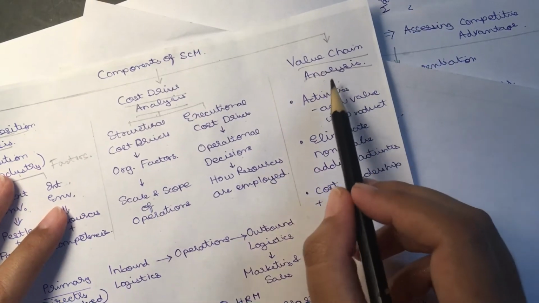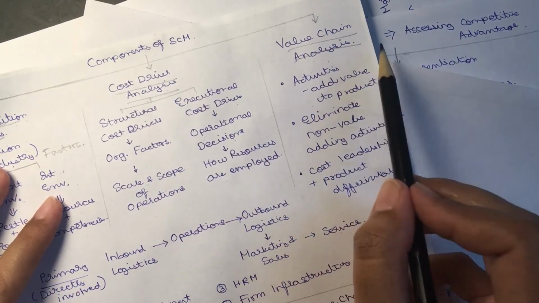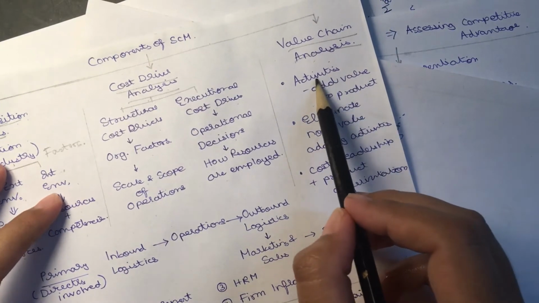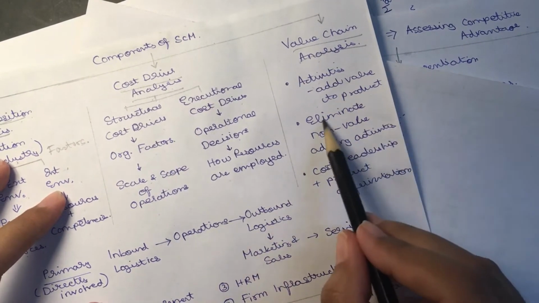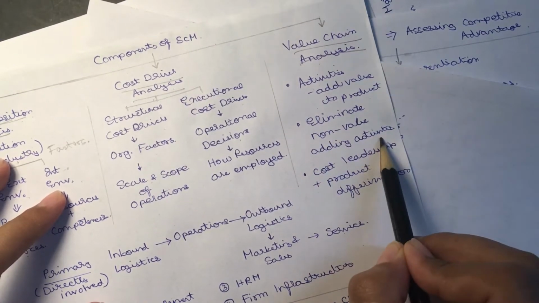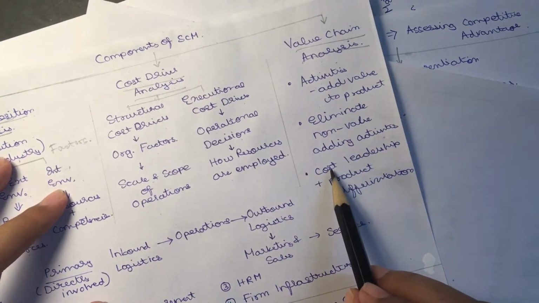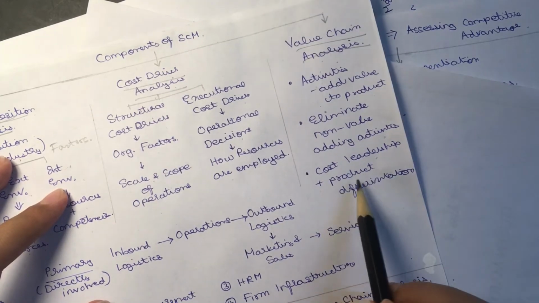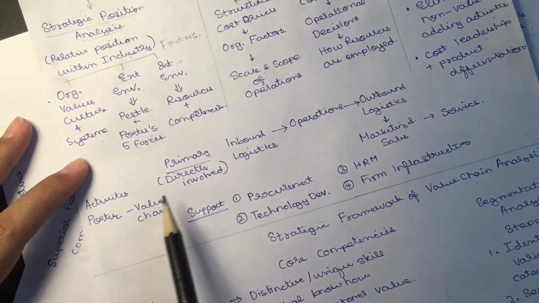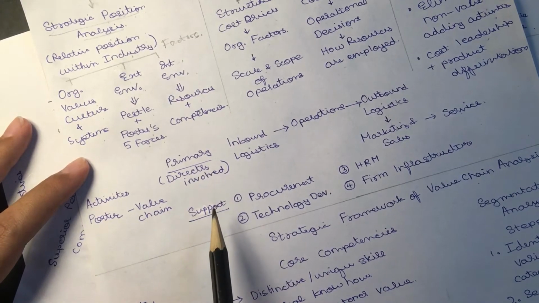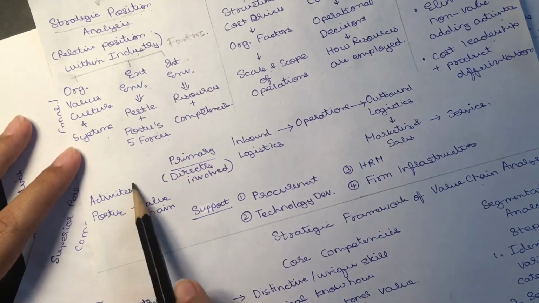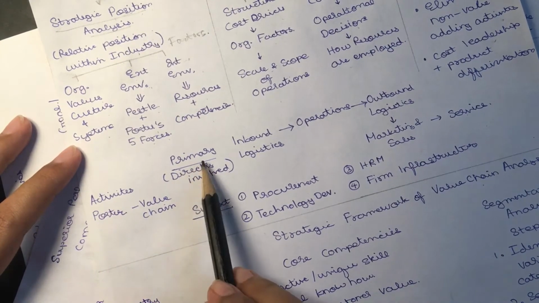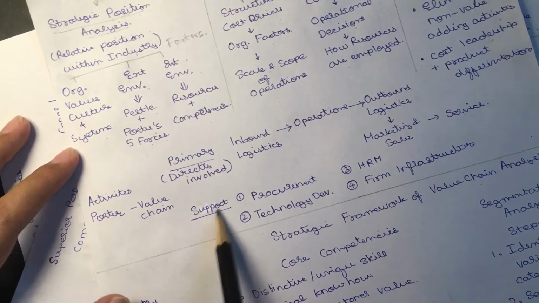Then you have the value chain analysis. Value chain analysis basically means that you evaluate the activities that add value to the product, and you eliminate the non-value adding activities, and this gives rise to cost leadership and product differentiation. Now, in value chain analysis, Porter has divided the activities into 2 types, that is primary activities and support activities.